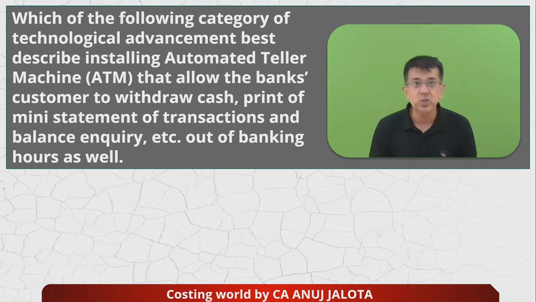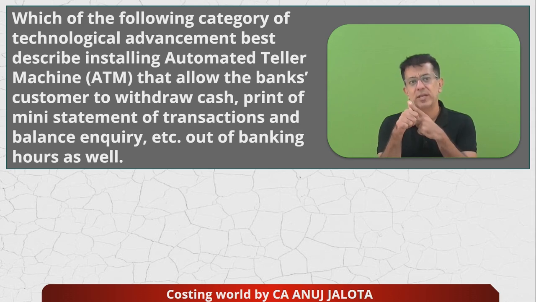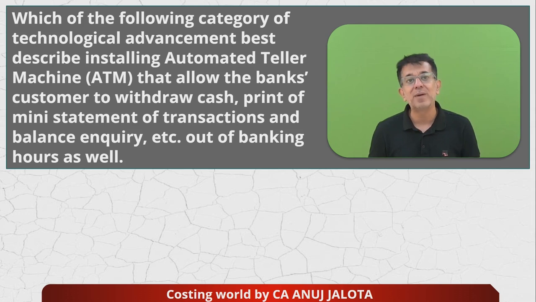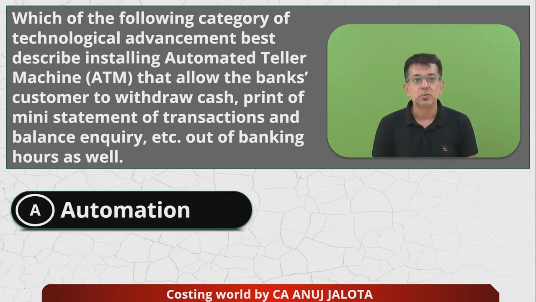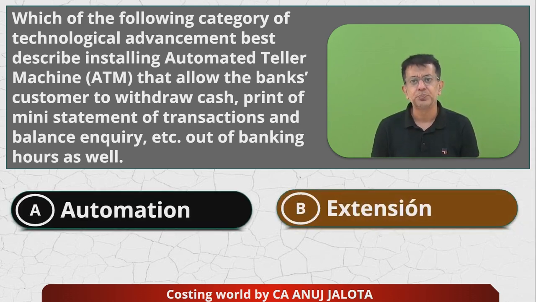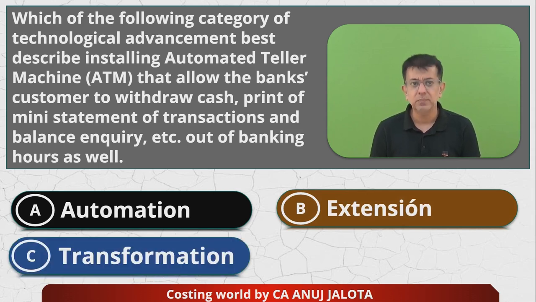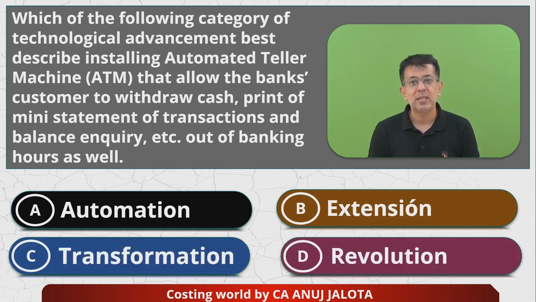Let's start off the question. Which of the following categories of technological advancement describes installing ATM, automated teller machines, that allow the bank's customers to withdraw the cash, print mini statements of transactions, balance inquiry, etc. out of banking hours as well? The four options are automation, then extension, then transformation, and then revolution. In case you know the answer, and this was something that I discussed in the previous MCQ also, try to comment below the correct answer, please.